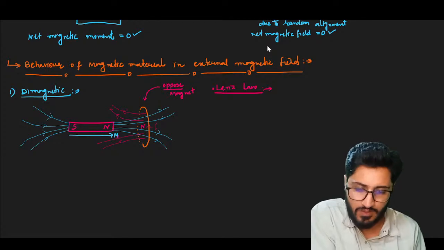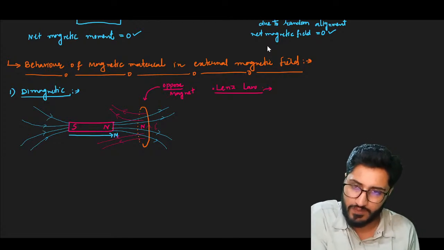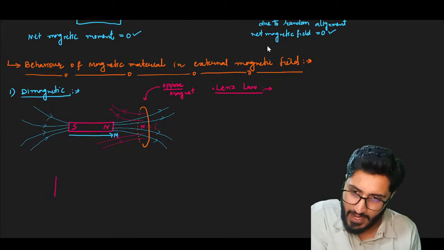But what will happen here now? Look, this is my magnet initially. Initially, my magnet is like this.